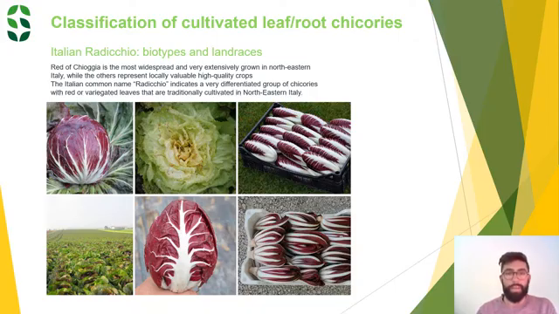And the other types that are all Radicchio are a sort of well-differentiated group of chicories with red or variegated leaves that are traditionally cultivated in Italy.